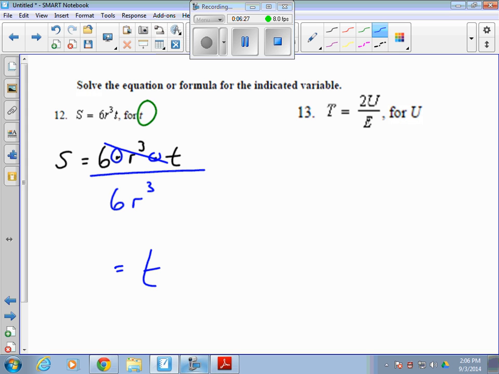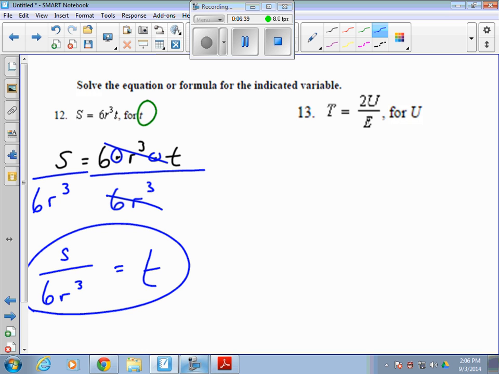That'll cancel it all out over here on this side. If you divide the right side by that, you have to do the same operation on the left. Divide by 6 and by r cubed. It leaves you with s over 6r cubed is equal to t.